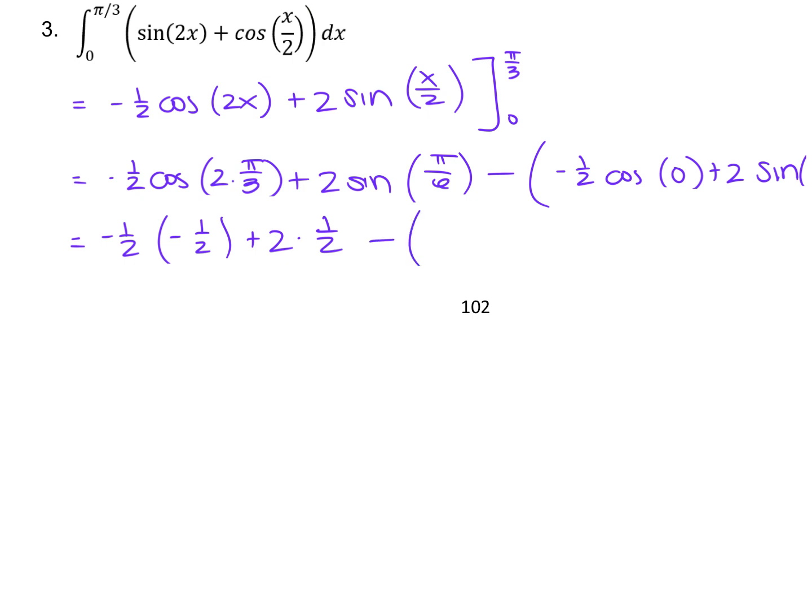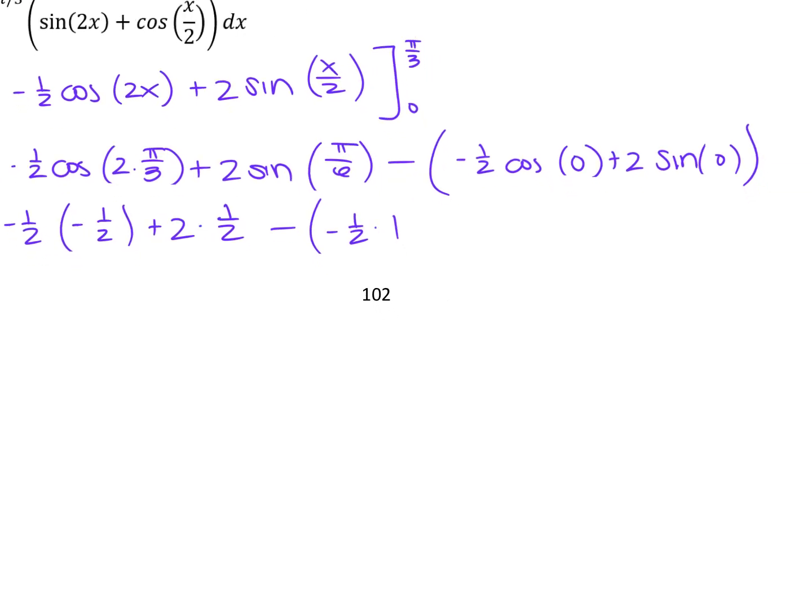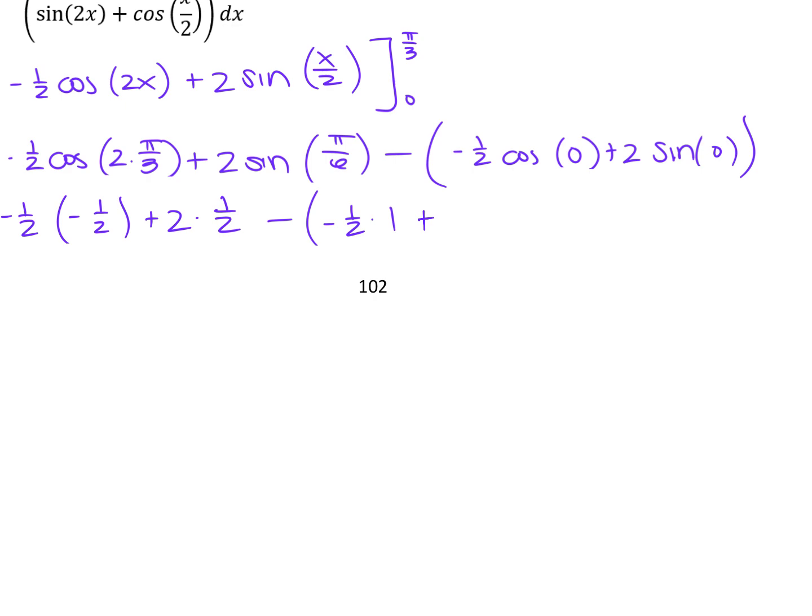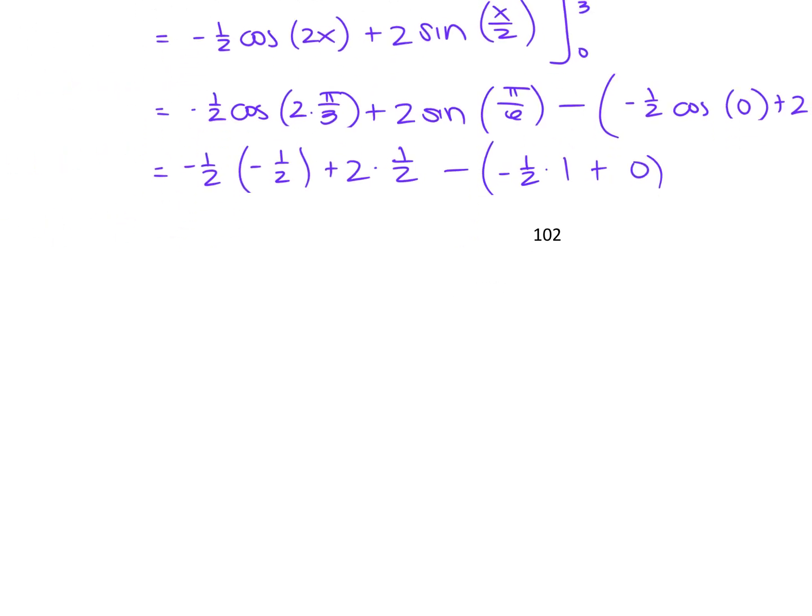Minus, and then keep my parentheses, negative 1/2 cosine at 0 is going to be what? 1 plus 2 sine at 0. What's sine at 0? 0. There we go. All right, so that means I've got 1/4 plus 1 plus 1/2.